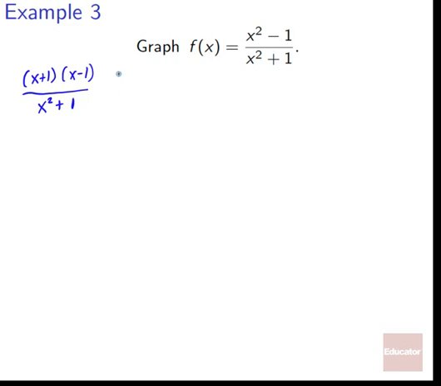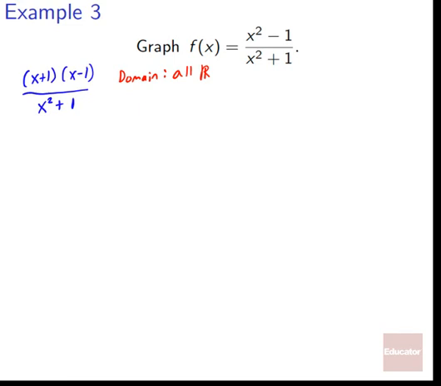So for our domain, is there anything forbidden? Nope, everything's allowed because with x squared plus 1, we can never get any zeros to show up there, so all the real numbers are allowed. There's nothing to cancel out. We don't have to worry about canceling out any factors because x squared plus 1 is irreducible, so it can't break into any linear factors to cancel with those linear factors up top.